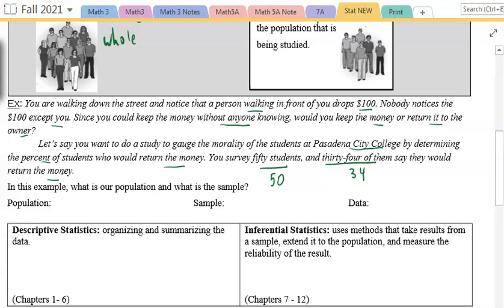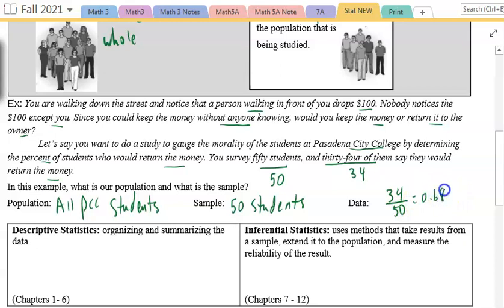So, in this example, what is the population and what is the sample? The population will be all PCC students. The sample will be the 50 students that you surveyed. And according to the data, 34 divided by 50, which is 0.68, or roughly 68% of the sample, stated that they would return the money.